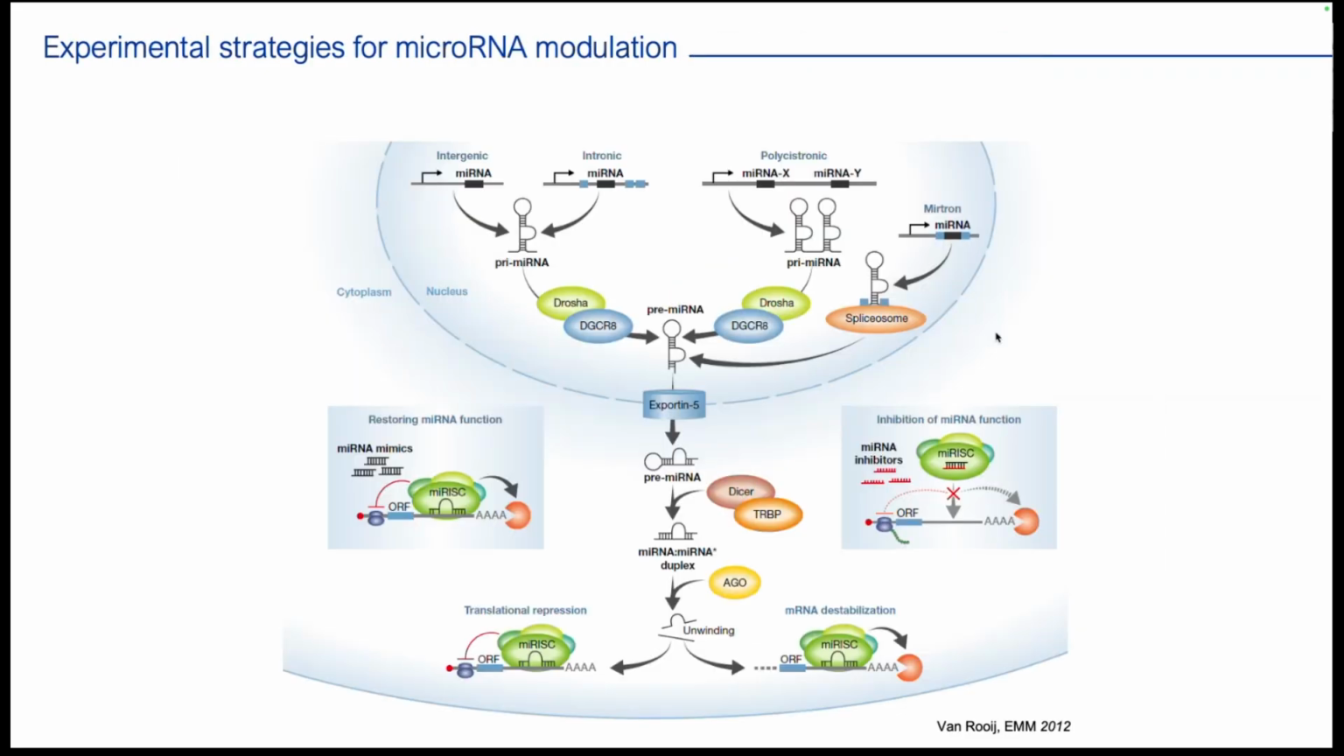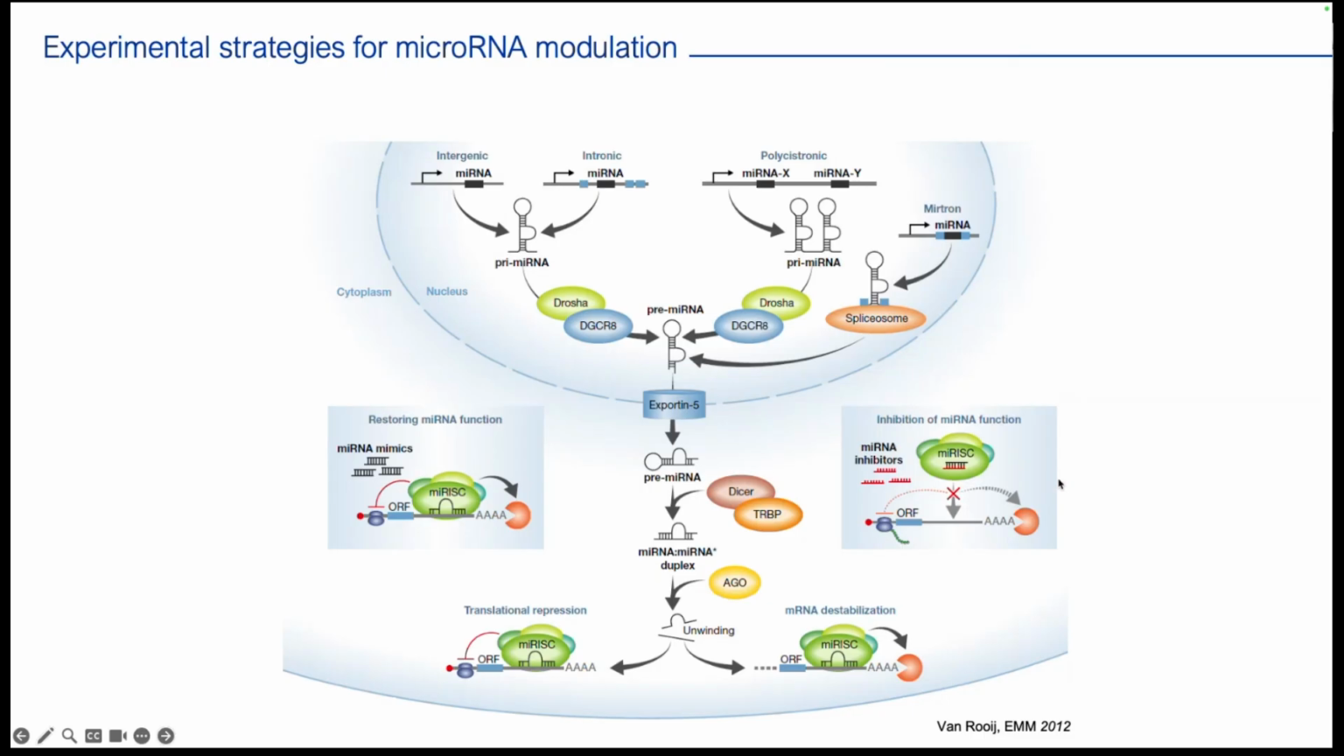So for screening, what tools do we have available? This is just a different representation of the microRNA processing and action on the messenger RNA. We have essentially two types of tools: microRNA mimics, which mimic microRNA, so they get incorporated into the RISC and exert their action as a normal mature microRNA.